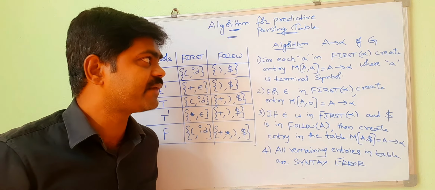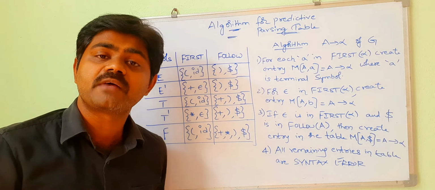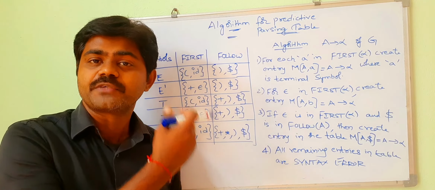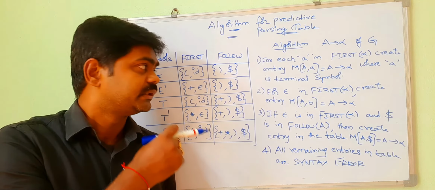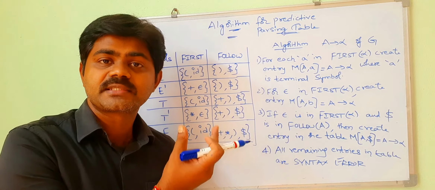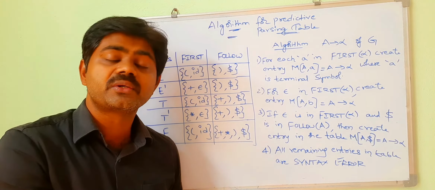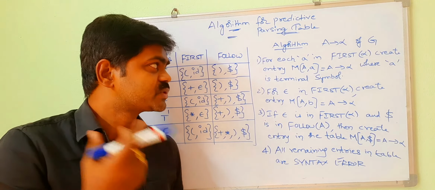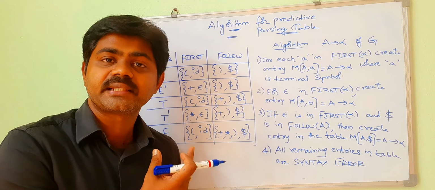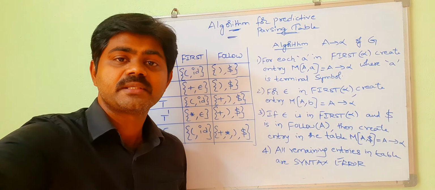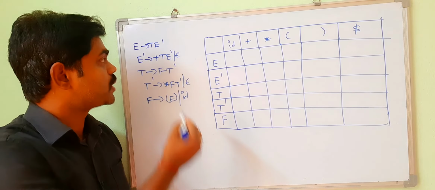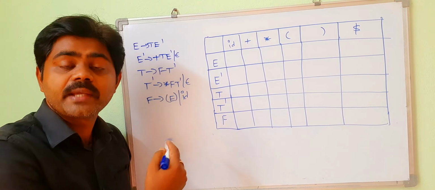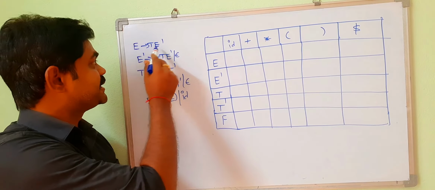First one, if we have each a in first of alpha, create M of A comma a equal to A tends to alpha, where a is a terminal symbol. So we should follow all these four rules. It's better to pause this video and note down the rules, okay, so that you can solve the problem easily. So once we know all these rules, then we will construct a predictive parsing table. Okay, so these are the rules we have. As I said, we have four rules, right? So this is the given grammar for us.